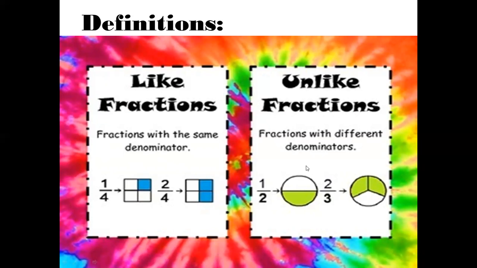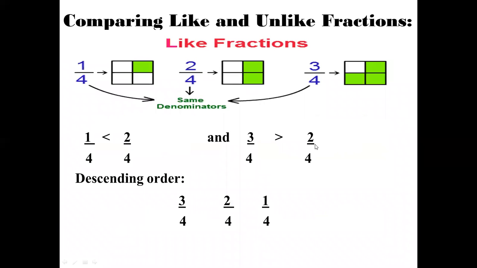On the other hand, we have the unlike fractions. Unlike fractions are those fractions which are having different denominators. For example, I have taken two circles over here. Each one of them is divided into half, that's why the denominator is 2, and the other one is divided into 3 equal parts, so the denominator is 3. You can compare the difference between the like and the unlike fractions. You just have to remember that like fractions are having same denominators and unlike fractions are having different denominators. Now, how will you compare them?